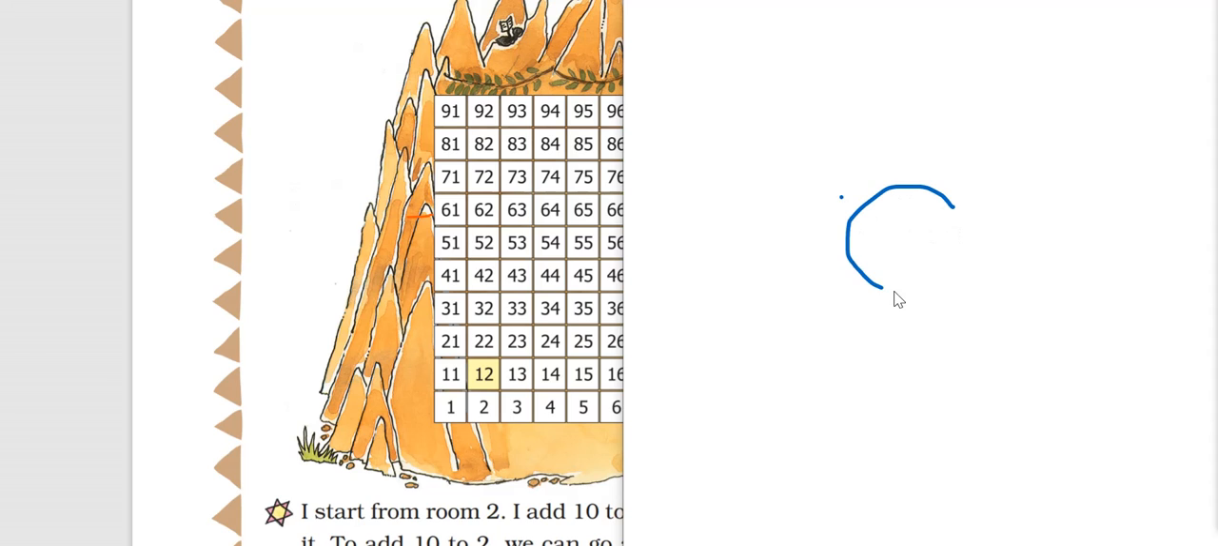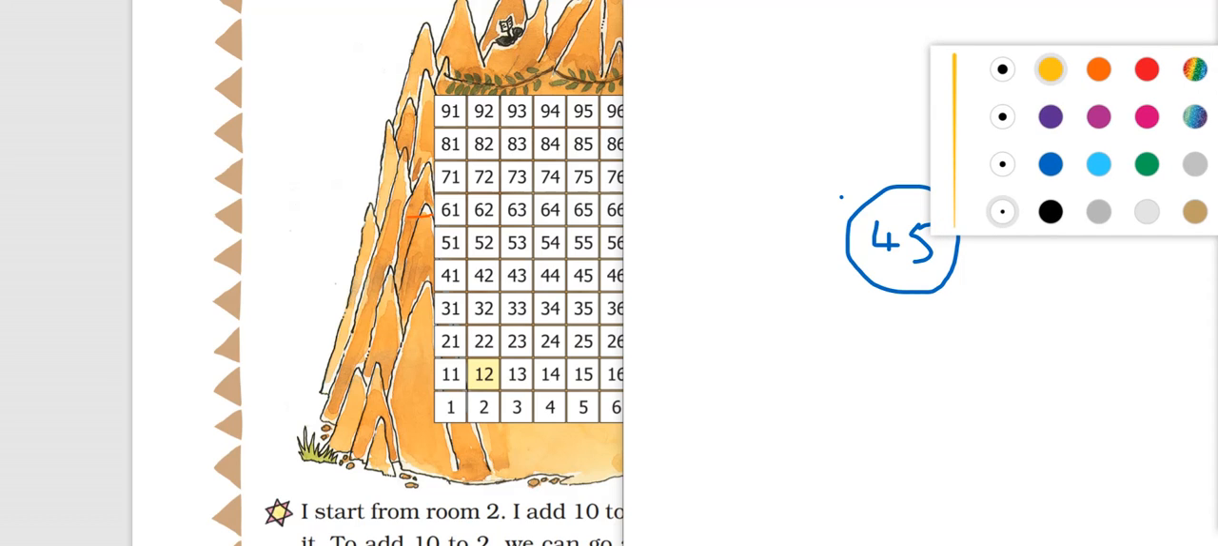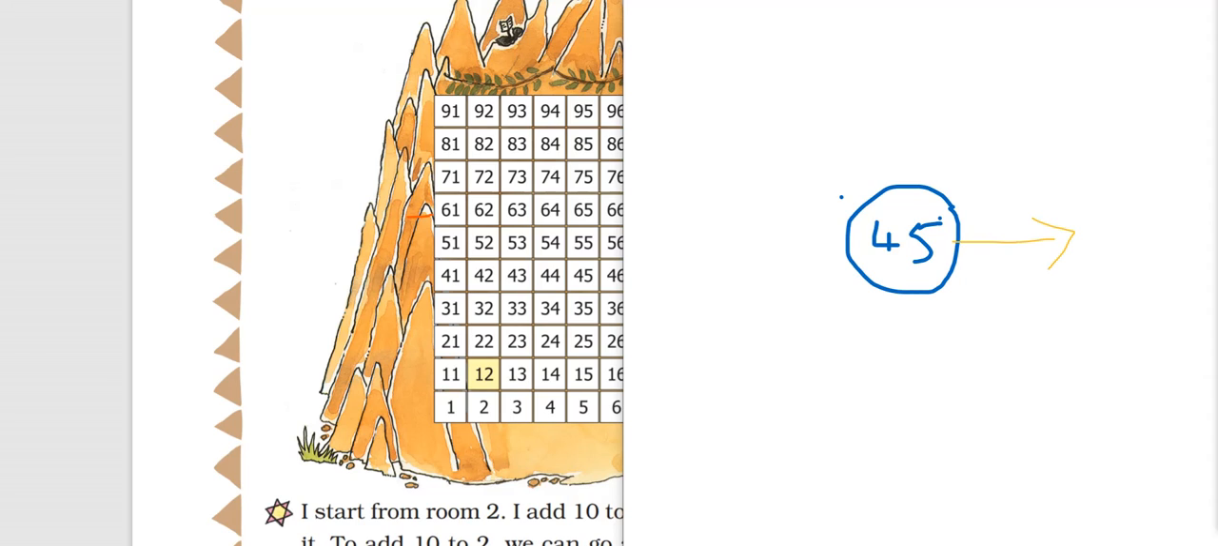Okay, say for example, you are in room number 45. If you move one step to your right, that is plus 1. You move one more step to your right, that is plus 2. So you're adding 1 each time you're moving to your right. When you move one step to your right, you're adding 1 to your ones place, that is 46, and another 1 if you add, you're coming to 47.